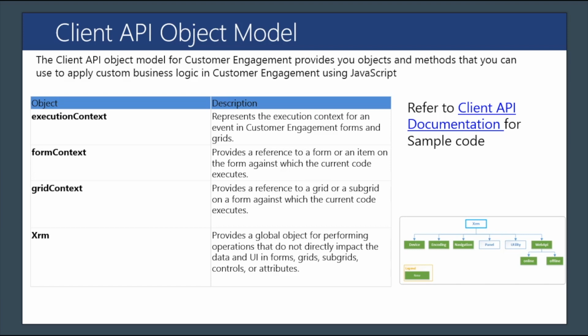And then finally, what we call the XRM context. This is the global object that encapsulates all of these other objects, that would then allow you to interact more broadly with the system, things that don't necessarily just control the data or forms or grids or subgrids, but there are some other things that you can do, other information that you can get to within the broader context outside of each of these individual contexts.